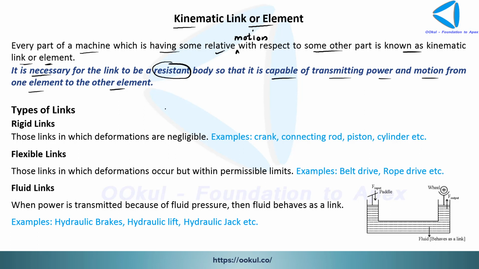Okay, now let us see what are the types of links. First is rigid links. These links deformations are negligible. In these links the deformations are negligible. Examples are crank, connecting rod, piston, cylinder, etc. In this the deformations are negligible, hence they are called as your rigid links.